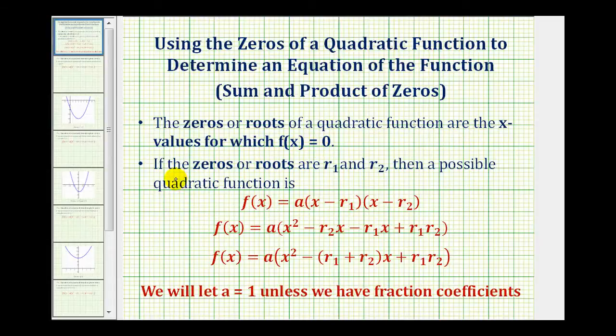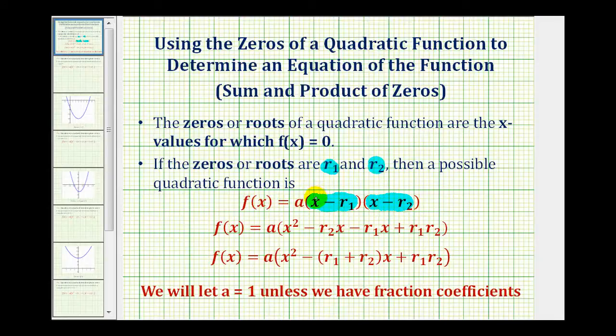So if we have a quadratic function that has zeros r sub 1 and r sub 2, that means x minus r sub 1 must be a factor of our quadratic function, and x minus r sub 2 must also be a factor. And a can be any constant. Notice if a is a constant, it does not affect the zeros of our quadratic function. And unless our quadratic function ends up having fraction coefficients, we'll always let a equal 1. Now we're going to multiply these two binomials and see what we notice.